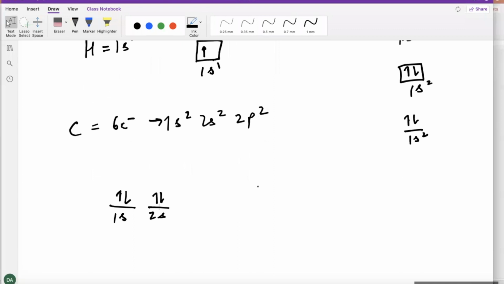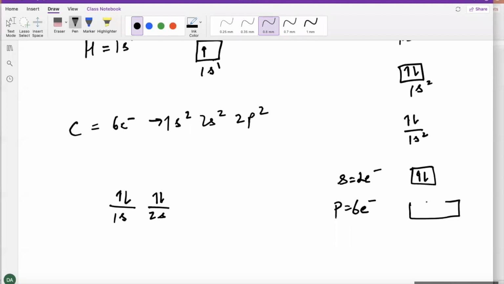Now, remember one thing, guys. S can take 2 electrons. Why is that? Because S has only one orbital. P can take 6 electrons, and remember, each box can hold 2 electrons max. So how many boxes does it have? It has 3 boxes. You can draw 3 boxes like this, holding 6 electrons, or you can draw 3 separate boxes, and this can be shown as your p orbital.